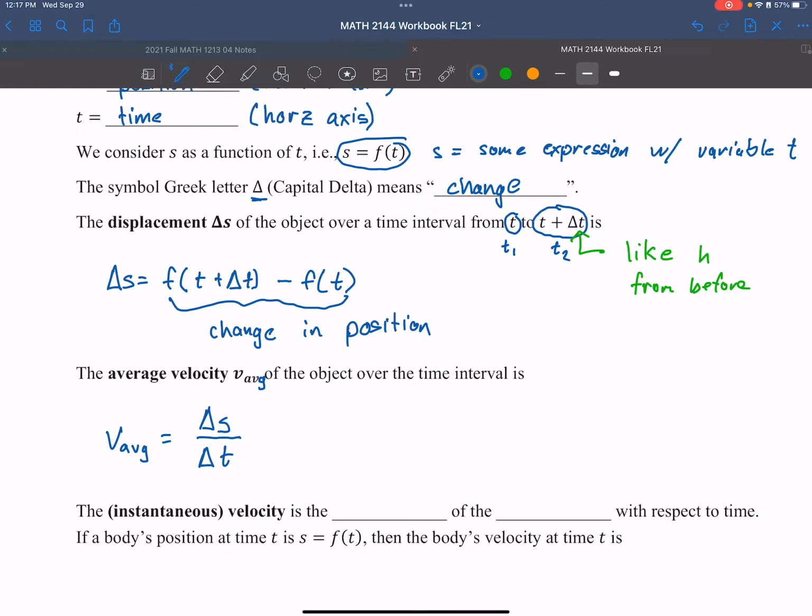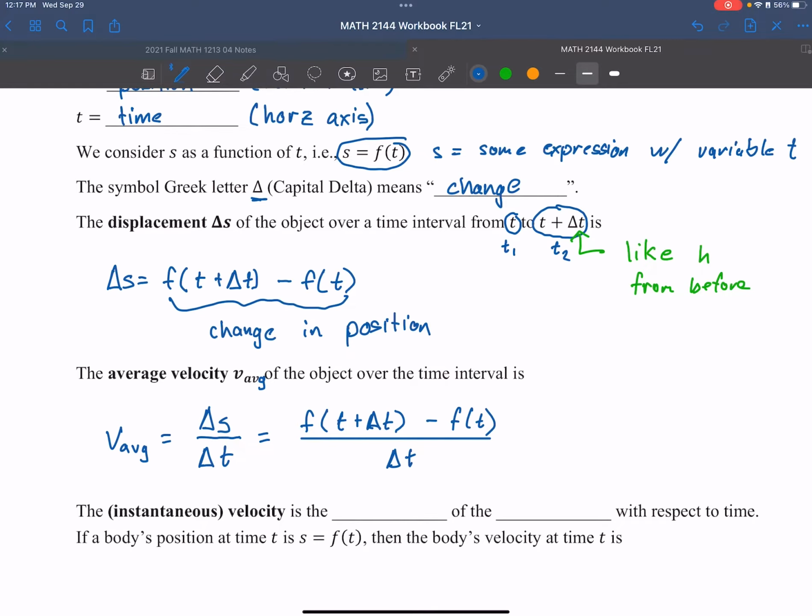Again, you may recognize this as what we did earlier. You could think about this as f of t plus delta t minus f of t, all over delta t. And again, you may recognize that delta t is acting like the h we had earlier. It's just that now instead of h being some distance past our x value, delta t is some elapsed time after our initial time.